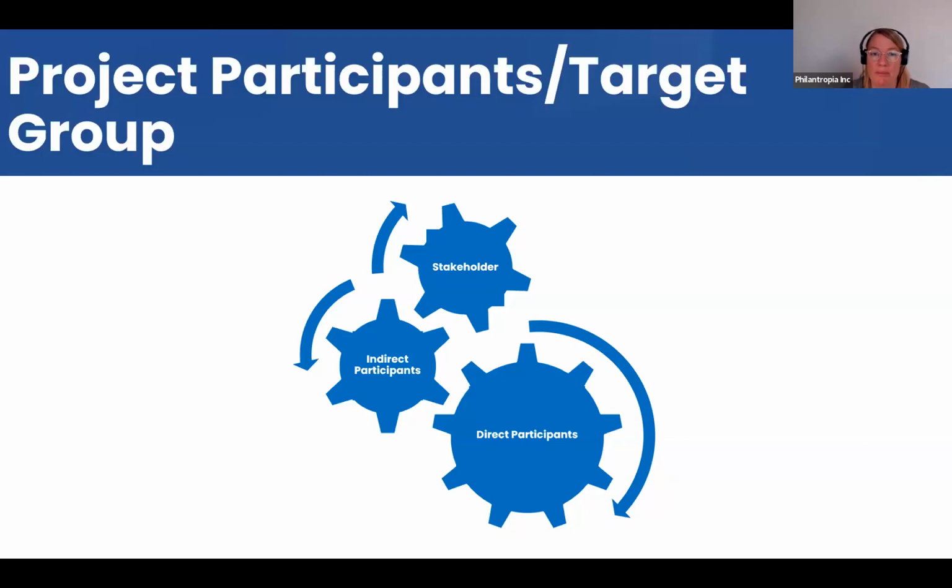The 2 very important categories that you do have to cover are the direct participants and the indirect participants of your project. Direct participants means people that directly interact and work with your project. So people that you train, that come to your workshops, that come to your office, that you consult with, etc. So people that you directly interact with and that are directly part of your project.